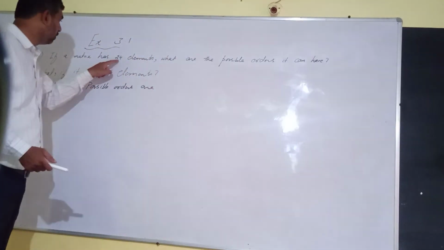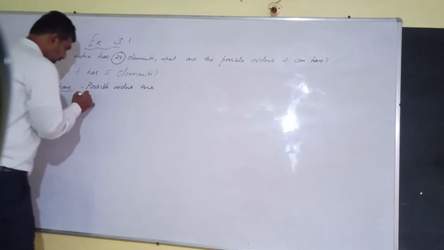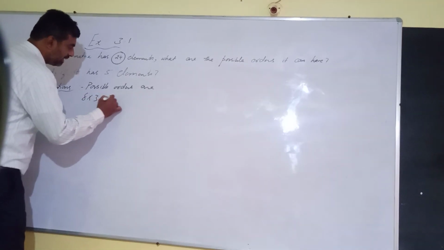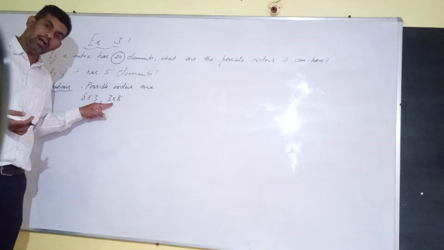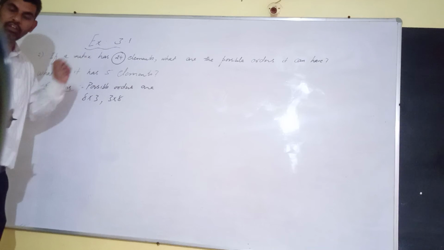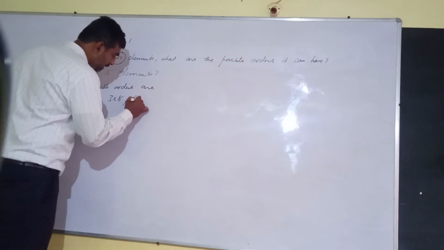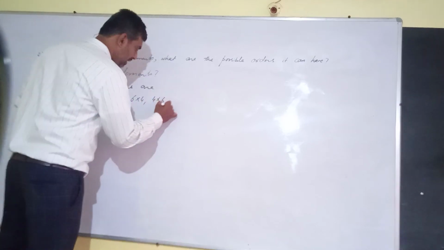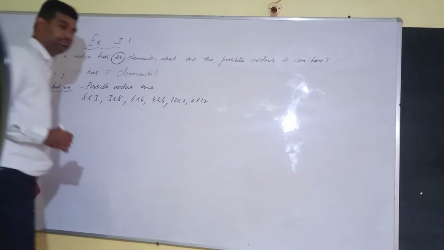For 24, students, what are the possible orders? Yes, keep thinking. You are right: 8 cross 3. If it is 8 cross 3, it can be 3 cross 8. 8 rows, 3 columns, or 3 columns, 8 rows. In both cases, your answer will be 24. 8 3s are 24. Any other possible order, students? Yes, possible: 6 into 4, 4 into 6. Any other? 12 into 2. Yes, 2 into 12. Possible.